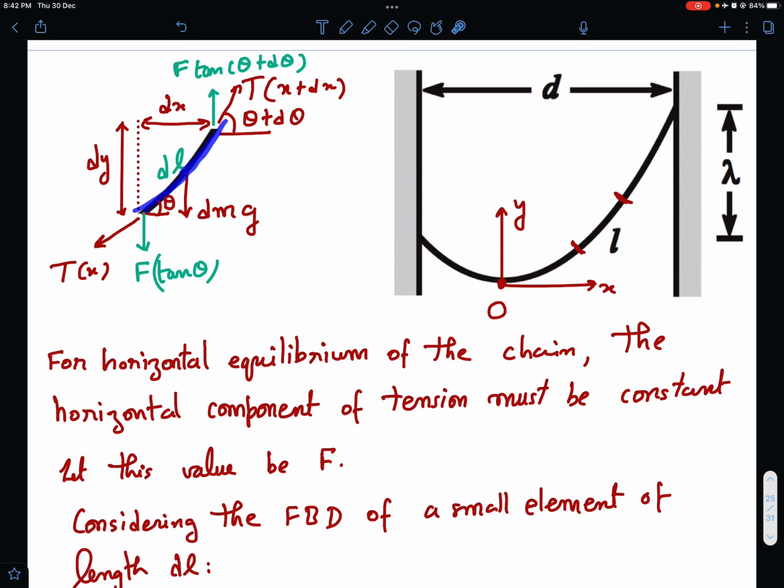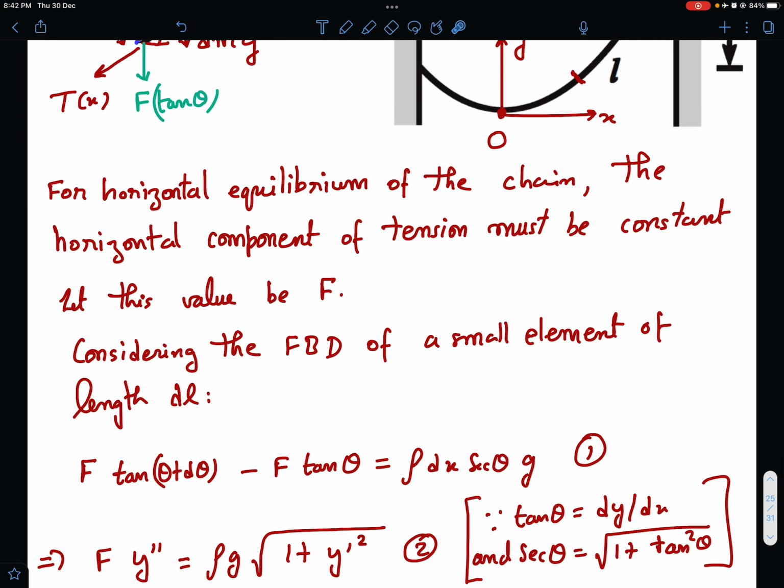So rho is the density per unit length, so then this becomes rho dx sec theta into g. That's what I've written, rho dx sec theta into g. So that's the force balance for the element. Okay, and now look at this very carefully.